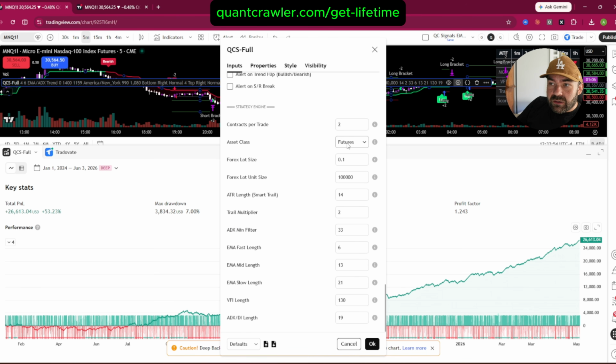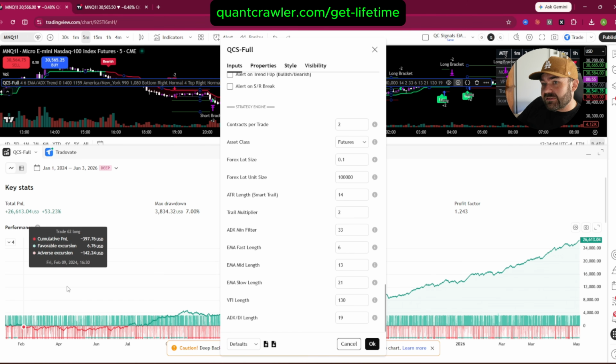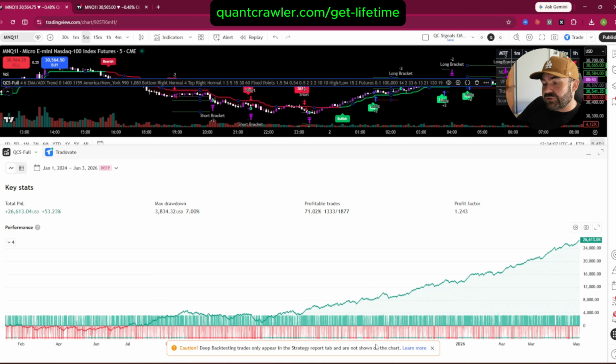So this down here is the settings I'm using. This is 2 contracts per trade. And then some of these don't apply, but these are my actual settings that are producing these results right here. So this is one trade that I take.